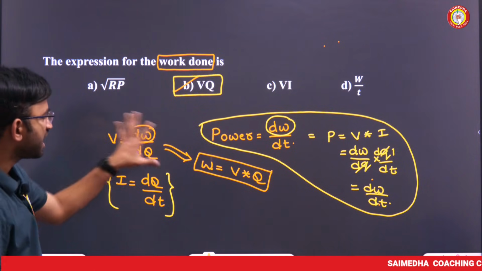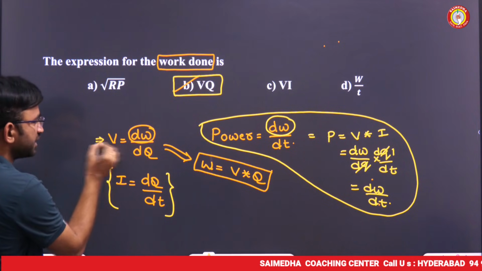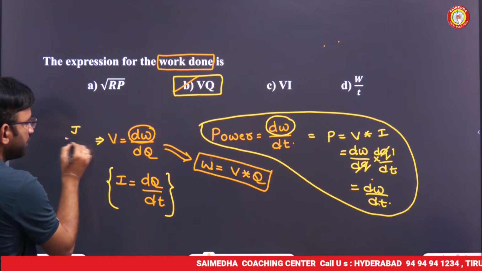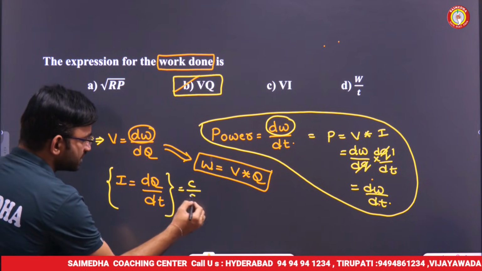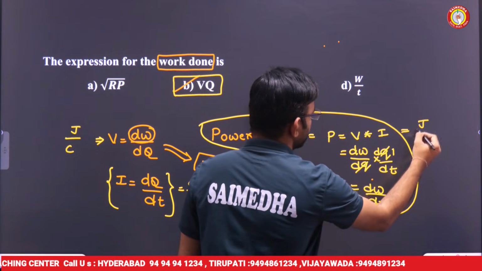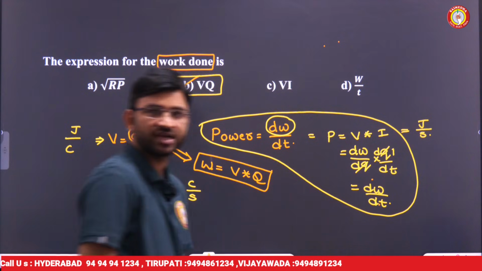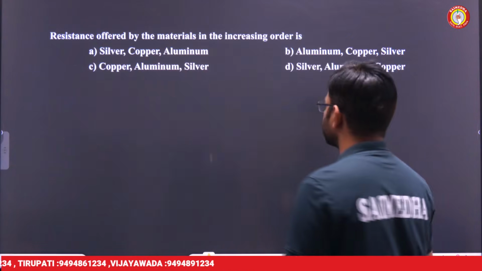Sometimes they may ask you units also. Units are important here. Voltage is work done, with units of joules, divided by charge, with units of coulombs. Current units are coulomb per second. Power units are joules per second, because work done is measured in joules, sir. This is about the first question.